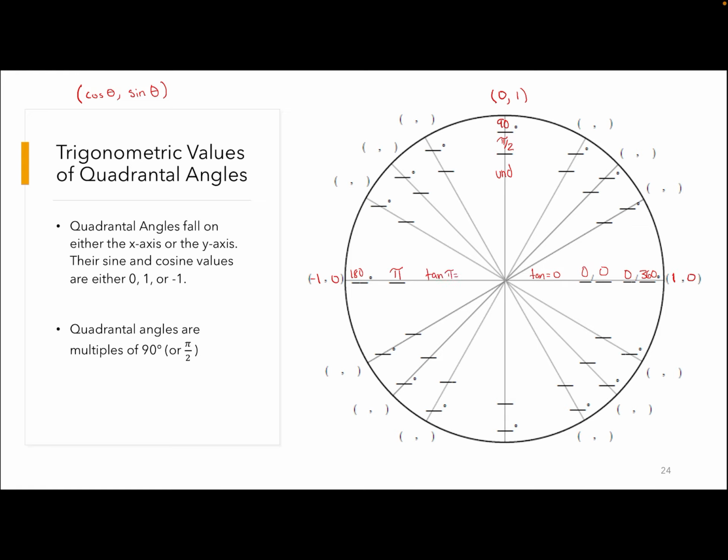So now we can see that if we go around and just add pi over 2, starting here, we have 0 pi over 2, 1 pi over 2, 2 pi over 2, 3 pi over 2. And if we go back around, 4 pi over 2, 5 pi over 2, 6 pi over 2, 7 pi over 2, and so forth. So for these quadrantal angles, we're just adding pi over 2, or 90 degrees, each time to get them.